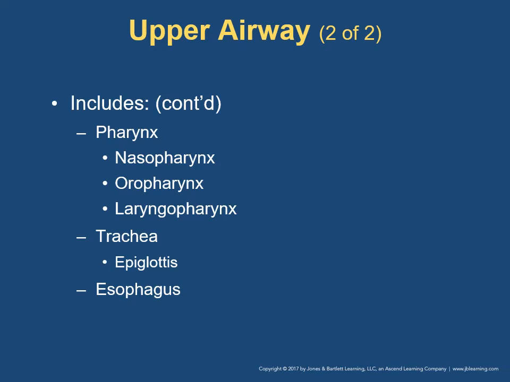All right, the pharynx is divided into three portions. You have the nasopharynx, behind the nose, oropharynx, oral, and the laryngopharynx. Now, at the base of the laryngopharynx, you have the trachea and the esophagus. And the esophagus is immediately posterior to the trachea. So what does that mean? It means it lies directly behind it.